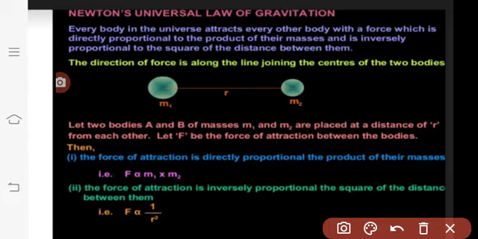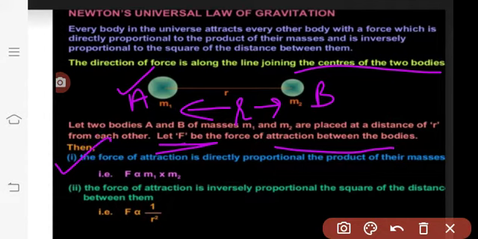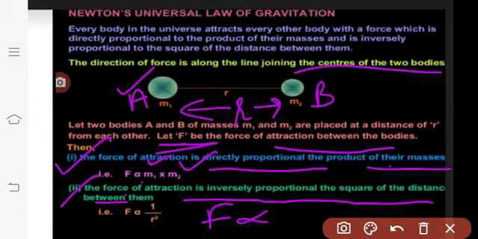Suppose these are two objects, two bodies. This is body A, this is body B, having masses m1 and m2, whose centers are separated by a distance r from each other. Then F is the force of attraction between the bodies. F is directly proportional to the product of their masses, so F is proportional to m1 into m2. Now the force of attraction is inversely proportional to the square of the distance between them, so F is proportional to 1 by r square.